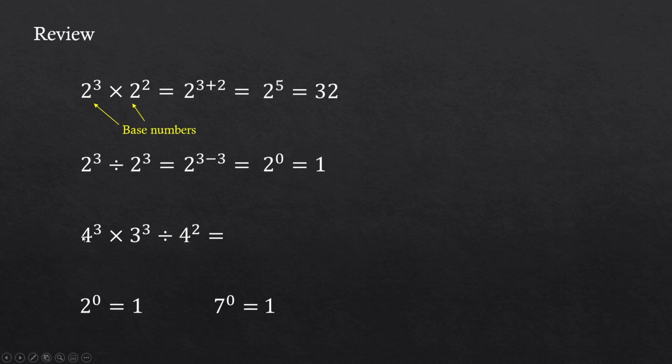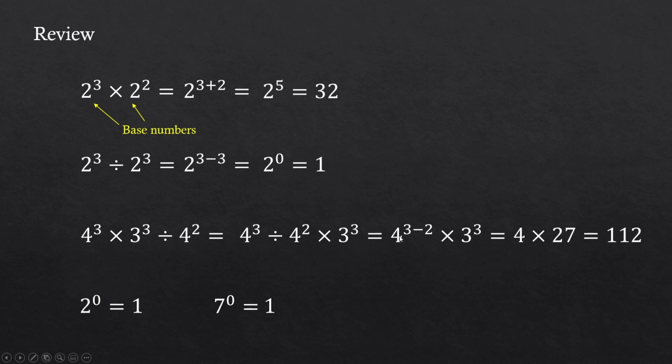Now the last one. 4 to the power of 3 times 3 to the power of 3 divided by 4 to the power of 2. So we have different base numbers, right? To make it look better, I'm just going to move 4 to the power of 2 to the front so I can put these two together. So this is going to be 4 to the power of 3 minus 2 times 3 to the power of 3. What can we do about this 3 to the power of 3? Nothing, because the base number is different, right? We cannot do anything about it. So in the end, this is going to be 4 times 3 to the power of 3, which is 27, right? So 108. Alright, we're done reviewing.